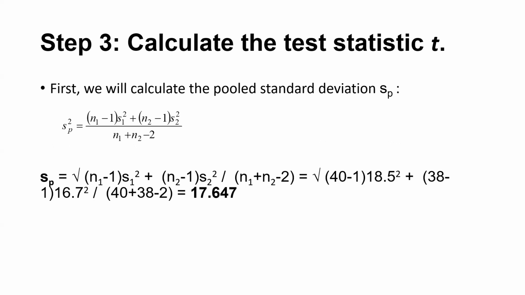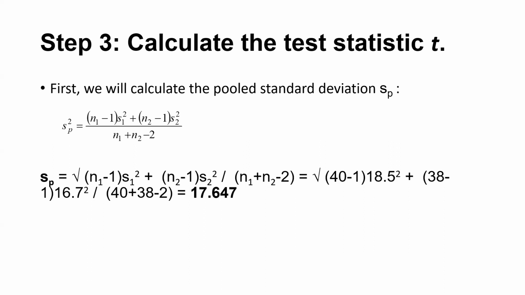So S squared, standard deviation squared, is called variance. When I take the square root of that, it is the standard deviation. But before that, when it's S squared, it is variance. So the variance is sample size 1 minus 1 multiplied by the variance of sample 1, plus sample size 2 minus 1 multiplied by the variance of the second sample, divided by sample size 1 plus sample size 2 minus 2, because I had two samples, right?